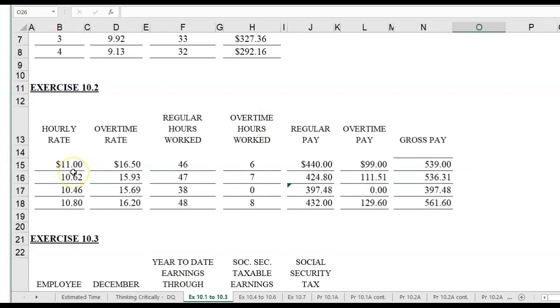Hourly rate, overtime rate. That's going to be 1.5 times the hourly rate. The hours they worked, the hours overtime, their regular pay, their overtime pay. Add the two together to get the gross pay. Let's go ahead and take a look at how that was done. Maybe perhaps write out the first one and figure out the rest.